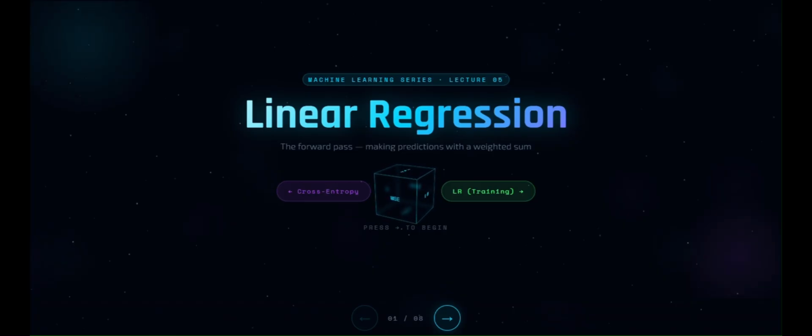And in this video, we'll understand how the forward pass works, how a model takes features and converts them into a prediction using weighted sums. By the end of this video, you'll understand the exact equation behind linear regression and how predictions are generated, and why this becomes the foundation of almost every machine learning model.